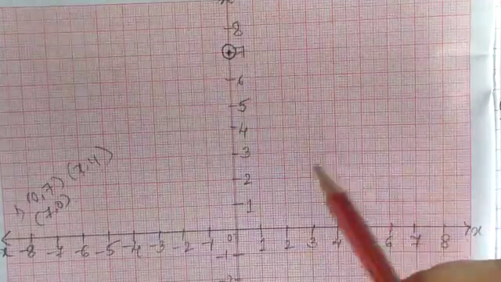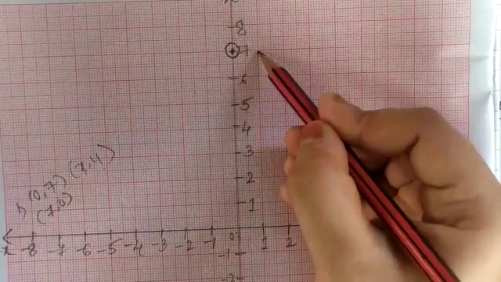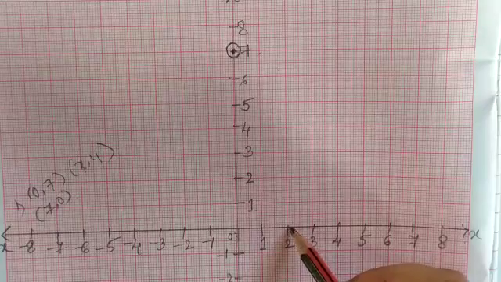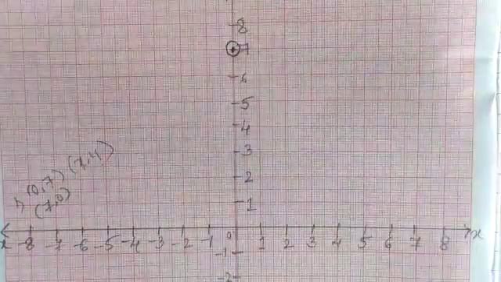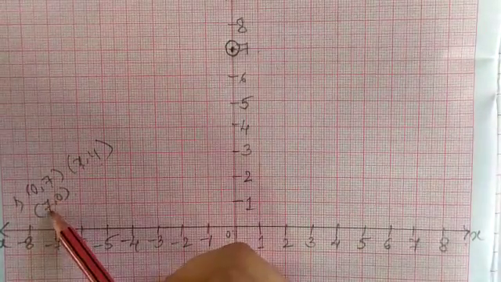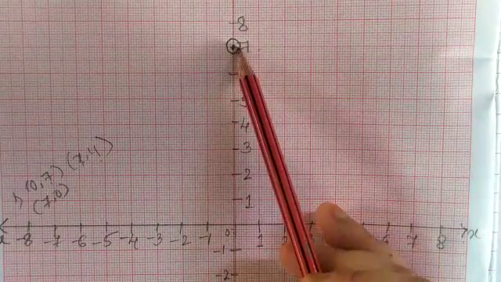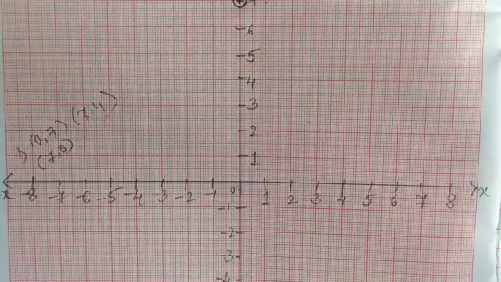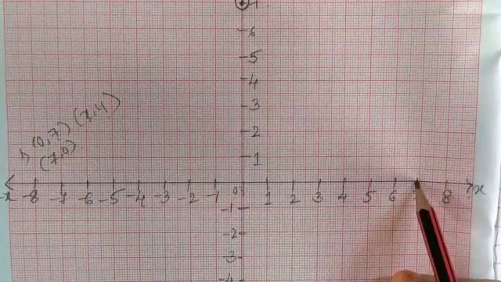If it is (1, 7), it means on the x-axis you have to go to 1 and take 7 on the y-axis. If it is (2, 7), then 2 is on the x-axis you have to consider and 7 is on the y-axis. So now (0, 7) is over. Next is (7, 0). That means on the y-axis it is 0, and on the x-axis you first have to consider 7.